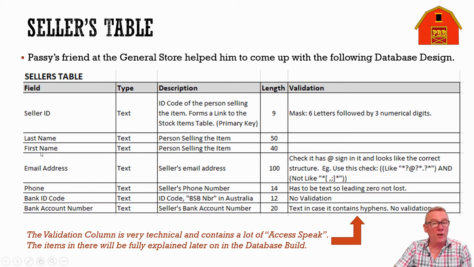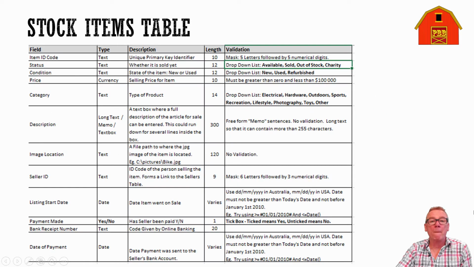Obviously, we need their last name, their first name, contact details like the email address and the phone, and then we need some bank account information for if their item sells and they need to be paid their 80% share of the sale.